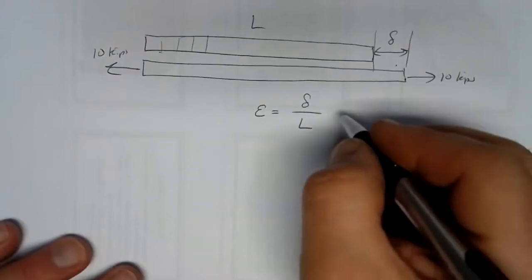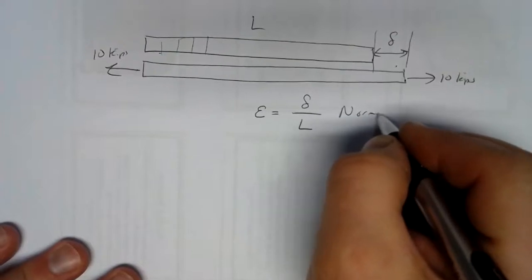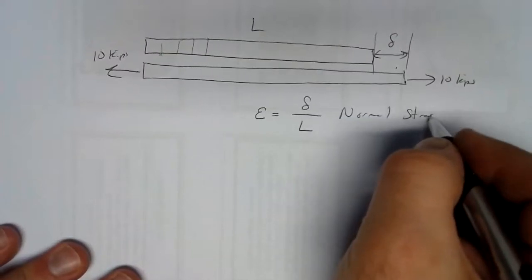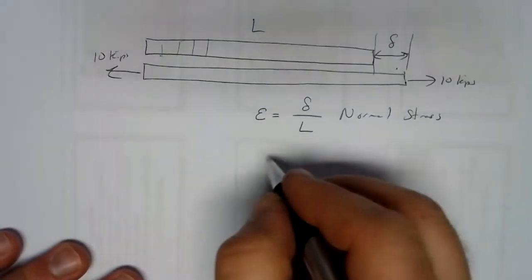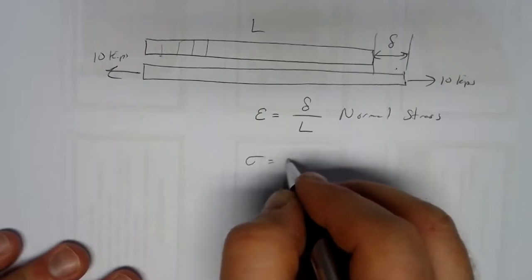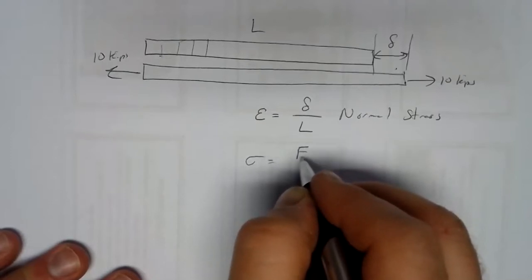So we had our normal stress and we had our normal strain. These are the basic definitions.